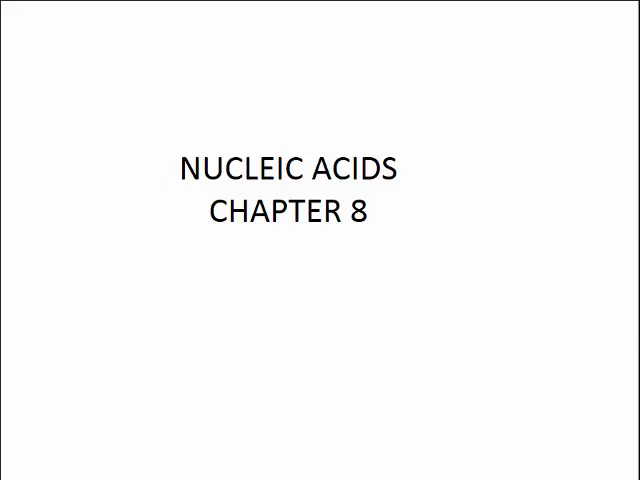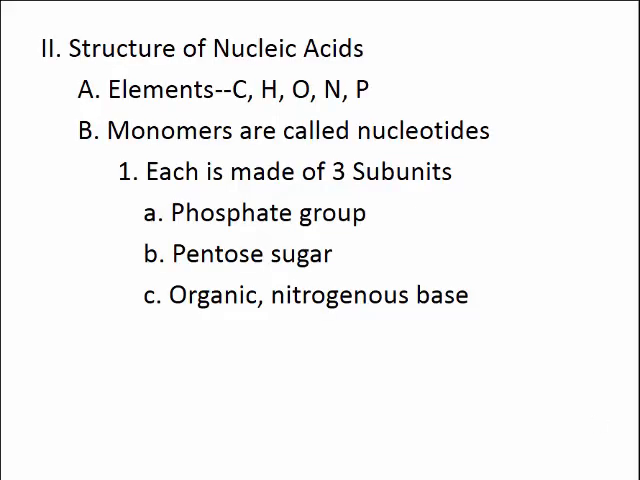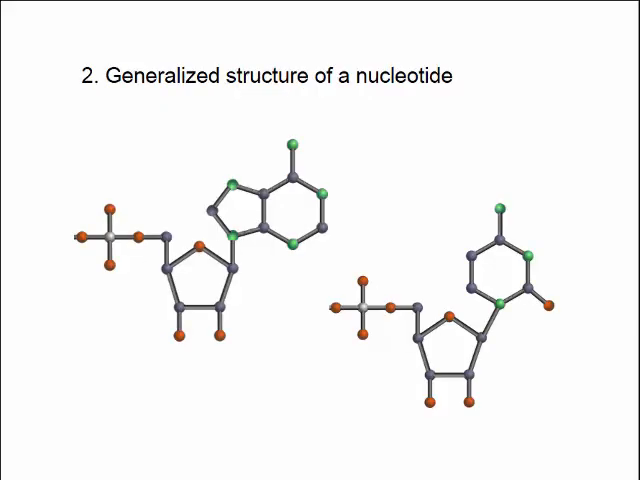This is the second part of the lecture on nucleic acids. We're picking up with part 2, the structure of nucleic acids. Remember that nucleic acids include the elements carbon, hydrogen, oxygen, nitrogen, and phosphorus. The monomers, or building blocks of nucleic acids, are called the nucleotides. Each nucleotide is made of 3 parts: a phosphate group, a pentose sugar, and an organic base called a nitrogenous or nitrogen base. Here you see the generalized structure of a nucleotide.